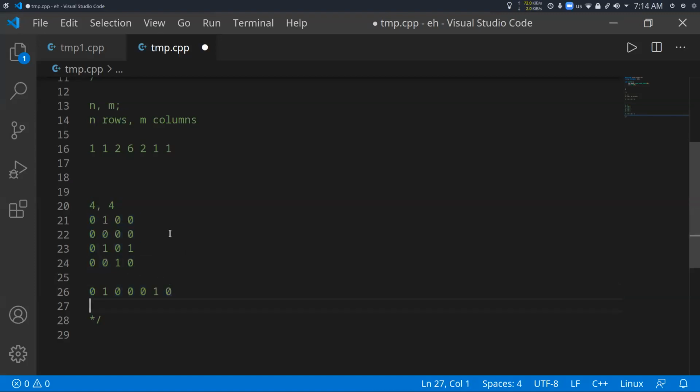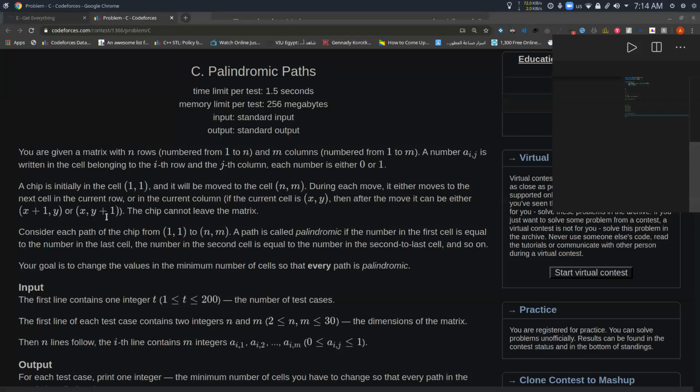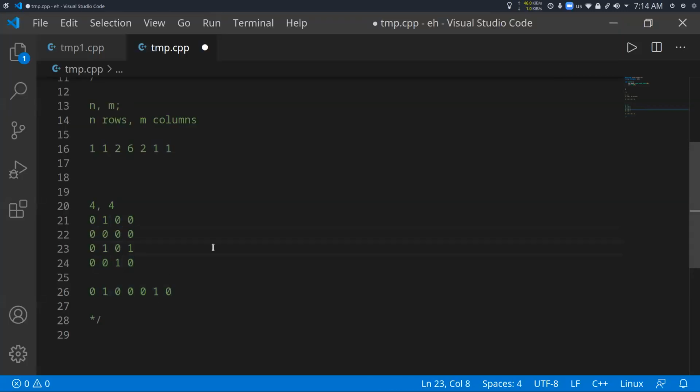And then the problem asks us to change the minimum number of cells, so we could flip again this 1 to 0 or this 0 to 1 and so on, like the very first problem we solved. So we could flip any binary number to the opposite to achieve the minimum number of operations to make all the paths palindrome. So while taking any path, we should make it palindrome.